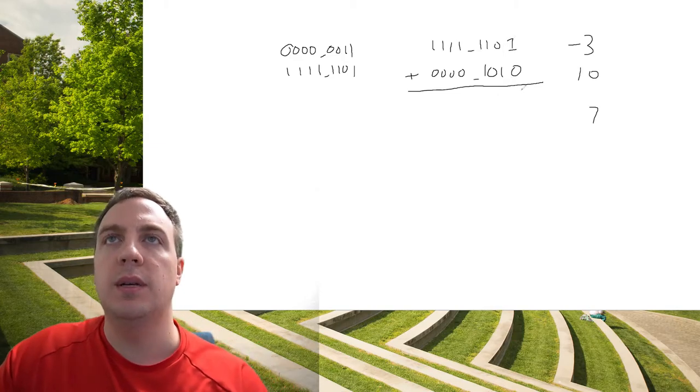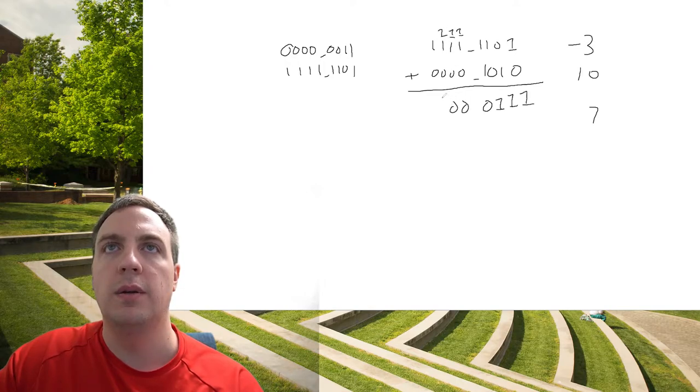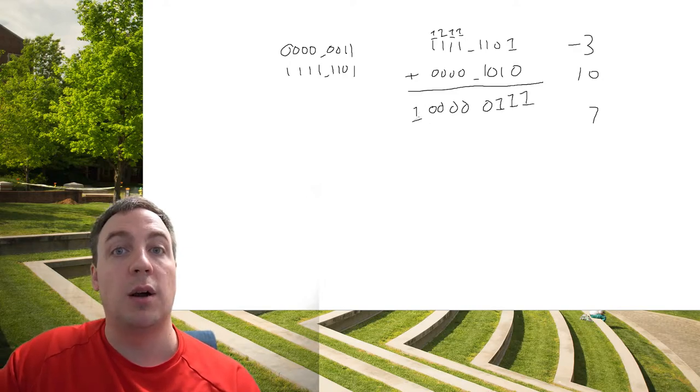So 1 + 0 is the value 1. 0 + 1 is the value 1. 1 + 0 is the value 1. And 1 + 1 is 0, carry the 1. 1 + 1 is 0, carry the 1. 0, carry the 1. 0, carry the 1. And 0, I'm sorry, 0, carry the 1, that's 0, and a 1 right there. Notice that that 1 is our 9th bit.